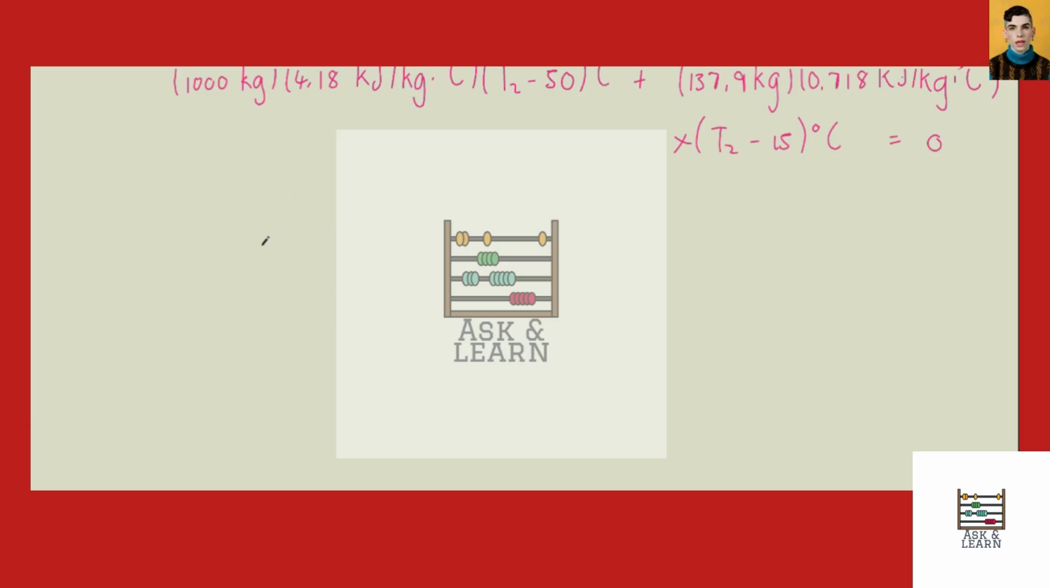So if we rearrange this equation, we can see there's only one unknown here, which is T2. We can solve for T2, which is the equilibrium temperature of the system. And T2, if we solve this equation, becomes 49.2 degrees Celsius, which is the final equilibrium temperature in the room.